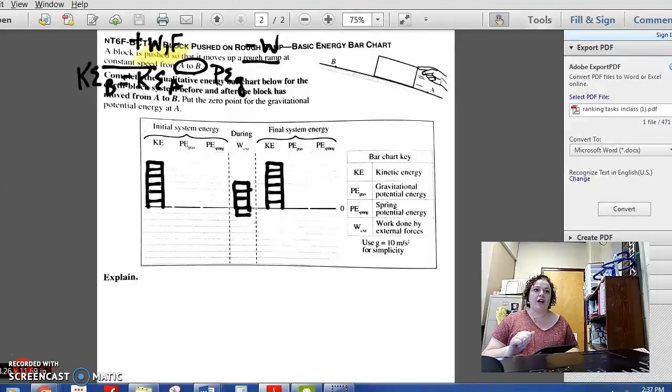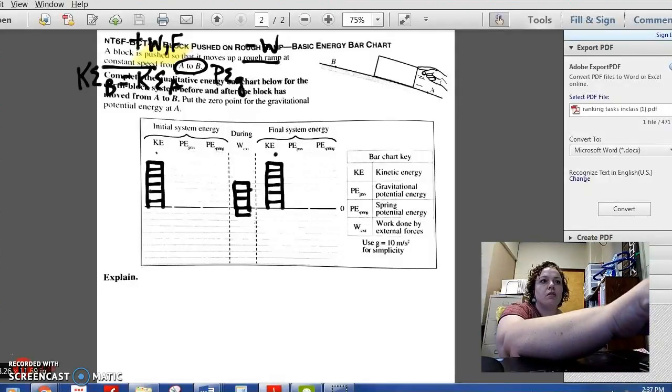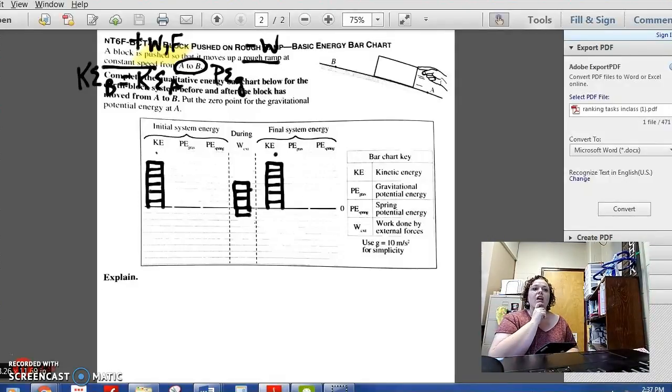So let's refresh where we're at. Our kinetic energies at the beginning and the end are going to be the same. So what we have to deal with now is all this work that we added into it. And that work that we added into it will be represented by the gravitational potential energy it has once it actually gets to point B.